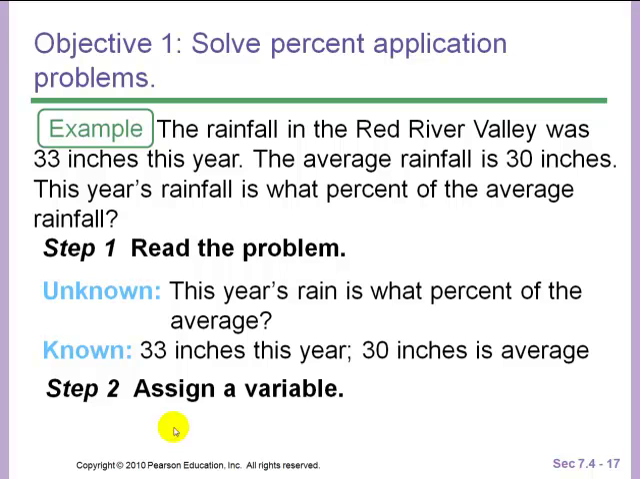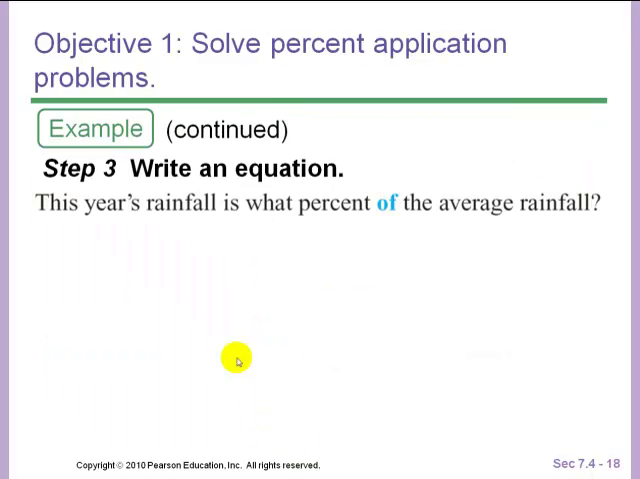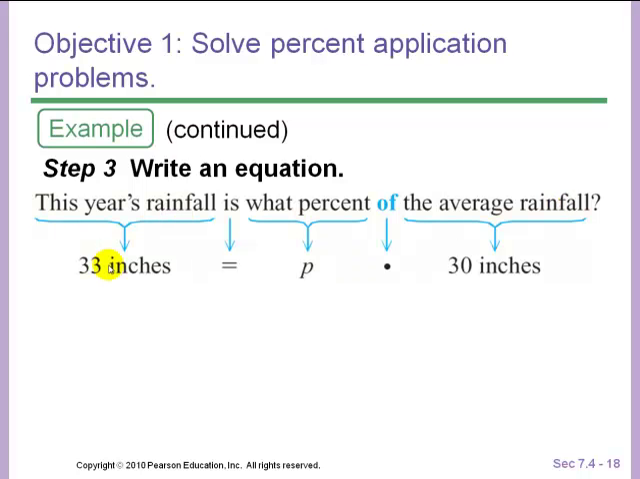So we're going to assign our variable. Our variable is the percent, so P will be the unknown percent. Our equation, again, we're going to use a hybrid situation where we're going to write it kind of in words first. This year's rainfall is what percent of the average rainfall? So this year's rainfall we know is 33 inches. Is your equal sign. What percent is unknown? Of is multiplication, and the average rainfall is 30.